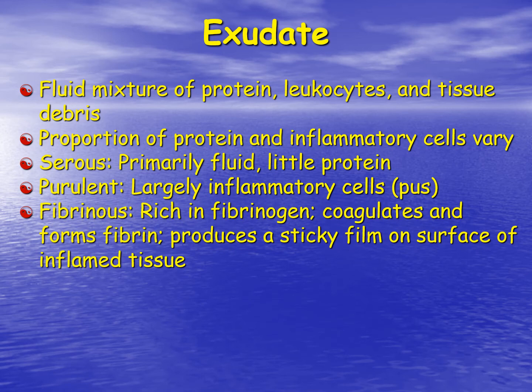Fibrinous exudate is where the fluid is actually rich in the protein fibrinogen, which actually then is coagulated and forms fibrin strands. It really doesn't form a blood clot unless there's red cells in there as well, but this fibrin produces a sticky film on the surface of inflamed tissues. Sometimes this can result then in adhesions of surfaces together because the fibrin will actually eventually become scarred in. And then I will mention hemorrhagic exudate, which is just frank blood in the tissue.